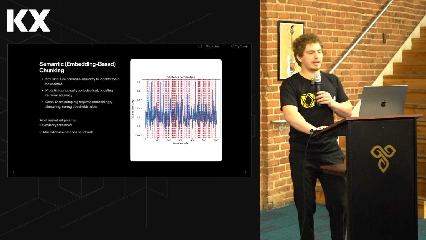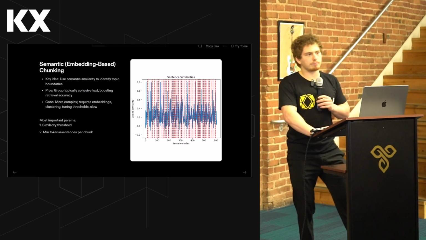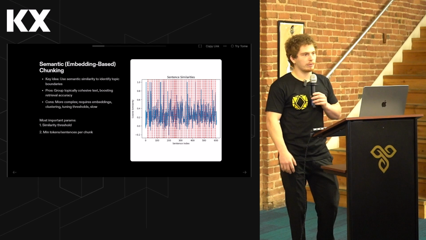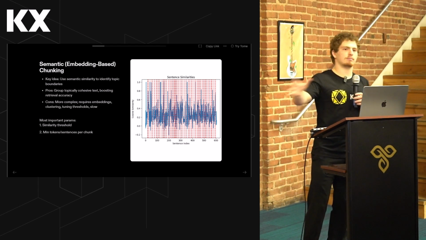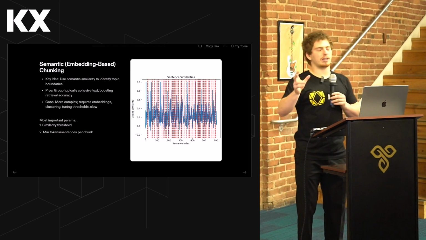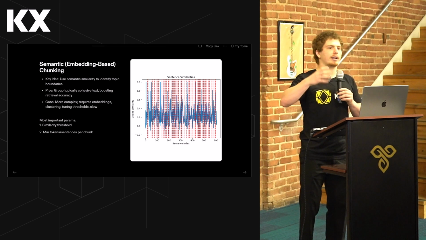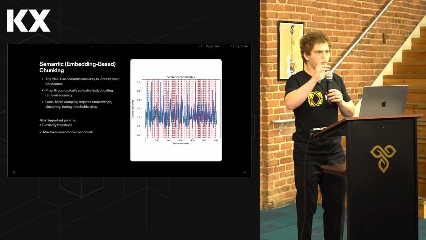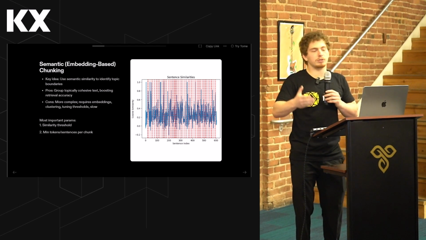Let's move on to semantic or embedding-based chunking. There are lots of semantic chunking strategies, but the main idea is that I break my text up into many, many parts. I segment it into tiny little parts. And then my task is to figure out, how do I connect this into larger, more cohesive chunks or parts that make sense? Well, it turns out there are many, many ways to do this.